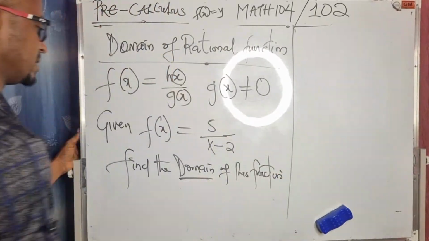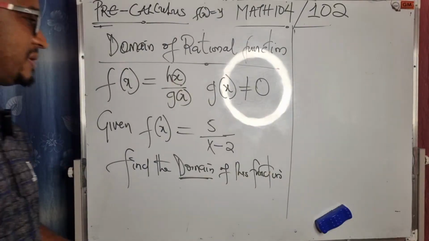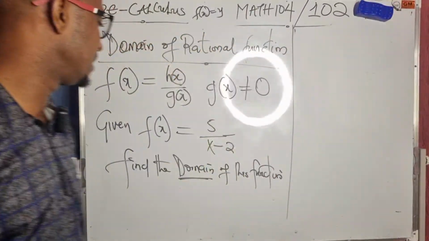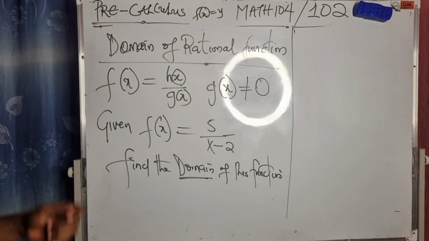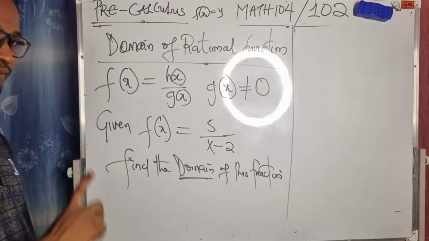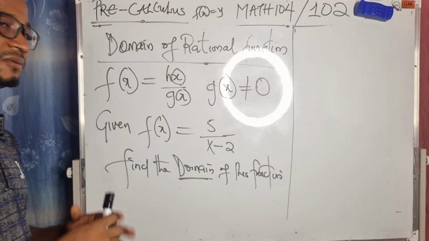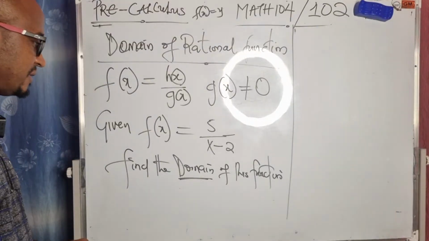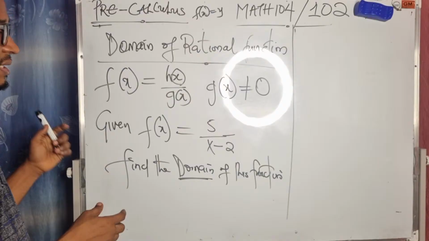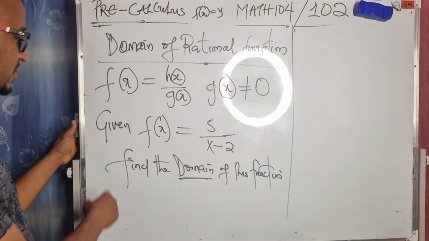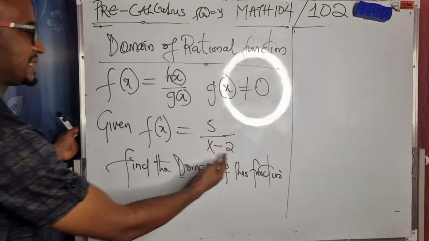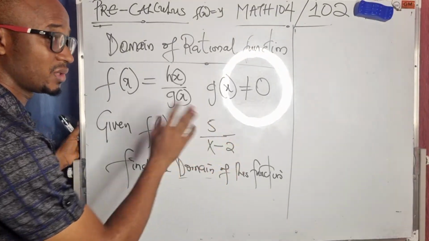Domain in this case means what are the permissible values of x that can define this function. Like I said, not all values of x can define a function, but for a polynomial, all values of x can define it. There are certain functions that not all values of x can define. Now, for this case, we are looking for the values of x that can define this function. So what we have to do is set the denominator.